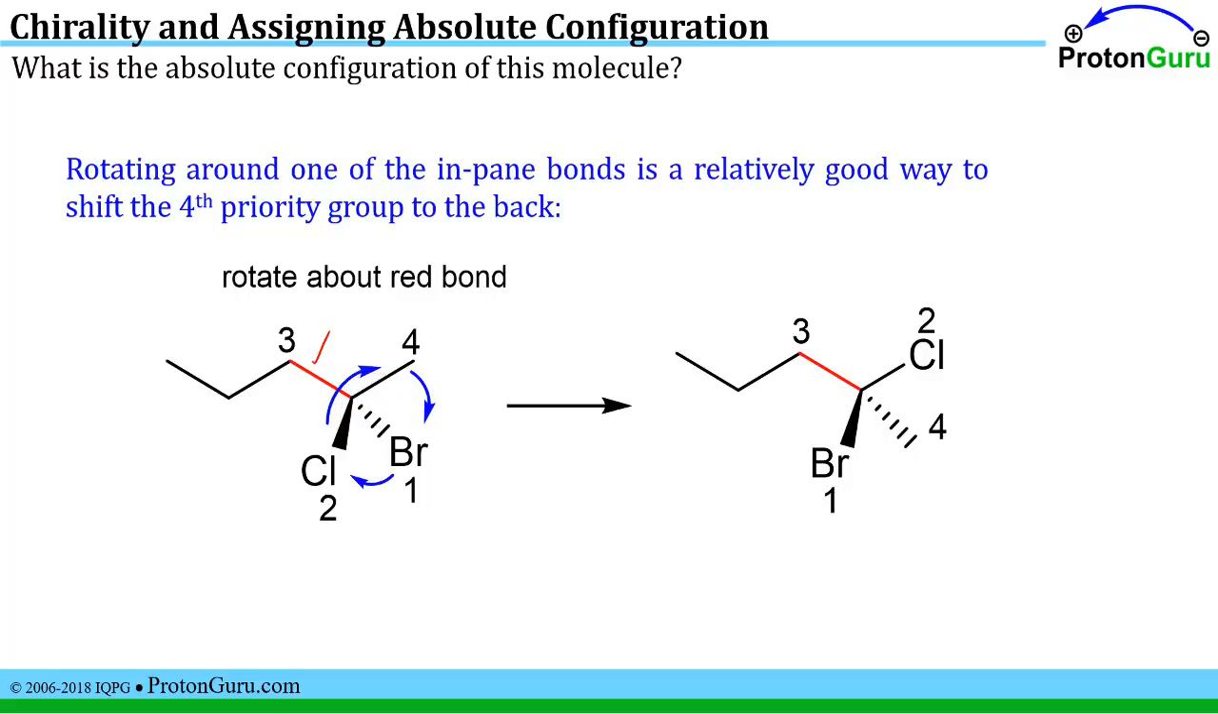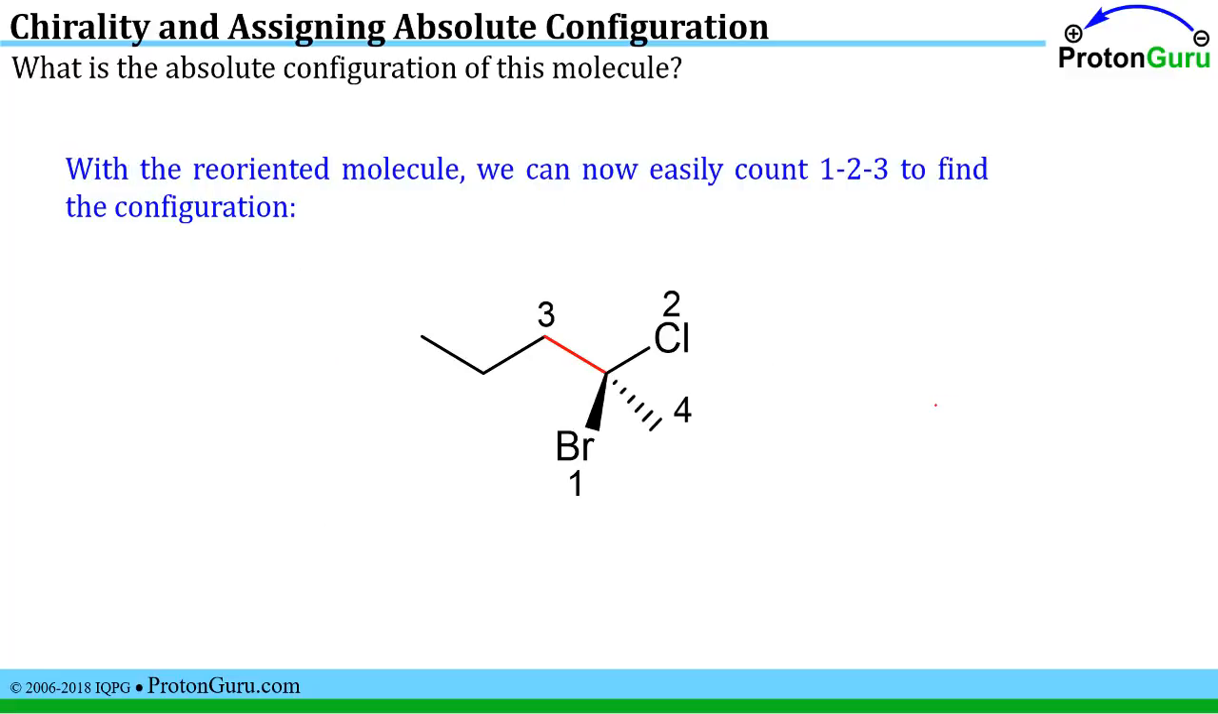So I'm rotating the chlorine up to where the methyl group is, the methyl group down to where the bromine is, and the bromine over to where the chlorine is. If you do that, you'll get this conformation, and now your fourth priority substituent is in the back. Once you've positioned that fourth priority substituent in the back, you can then ignore it and count 1 to 2 to 3, and see that this is in the absolute configuration of S.